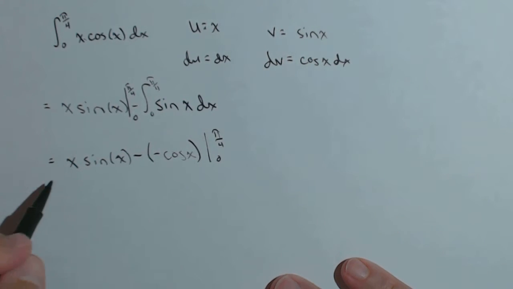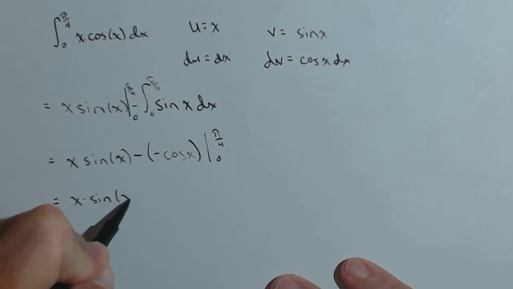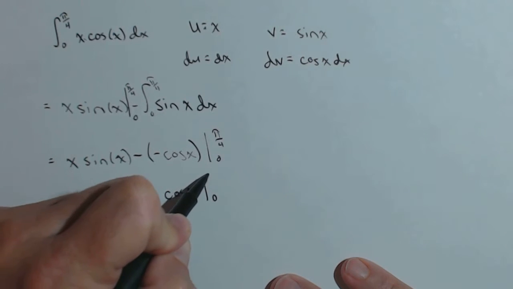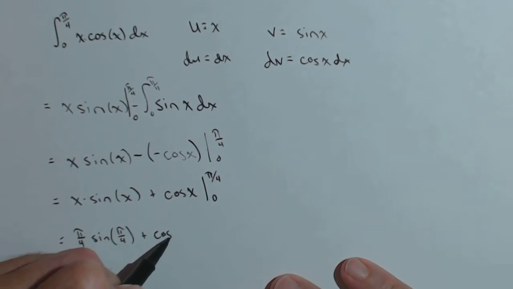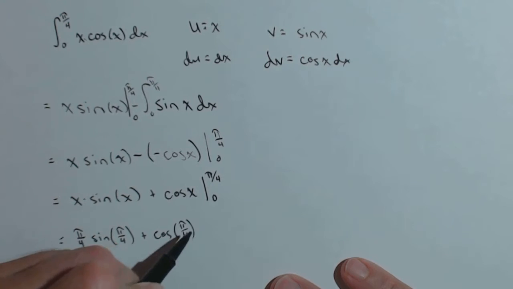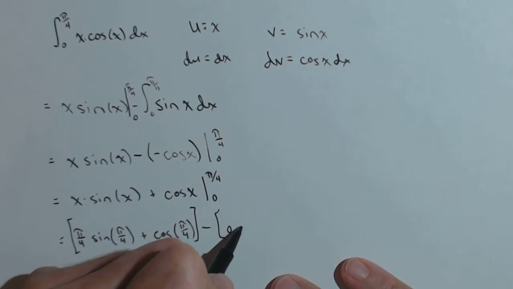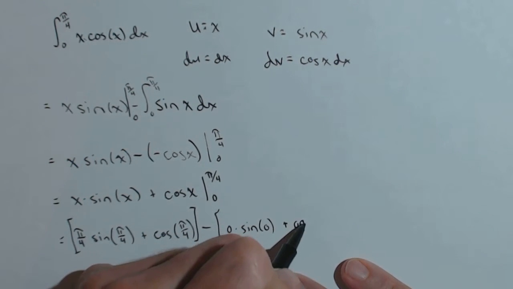So let's take care of this first, and then we'll incorporate our limits. X times sine of x plus cosine of x from 0 to pi over 4. And now we can input our limits. So pi over 4 times sine of pi over 4 plus cosine of pi over 4. So that's our upper limit, minus 0 times sine of 0 plus cosine of 0.